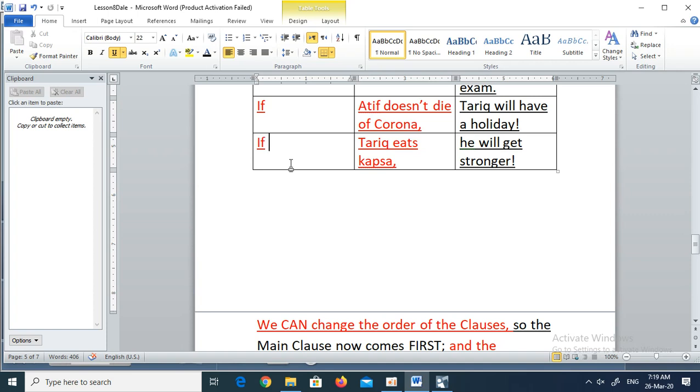Example number three. If, again, we start with the conjunction. Tariq eats kapsa, that is the conditional clause. He will get stronger, the main clause. He will get stronger, that is a result of eating kapsa. Eating kapsa, the conditional clause, gives us the reason that Tariq gets stronger, the result, in the main clause.